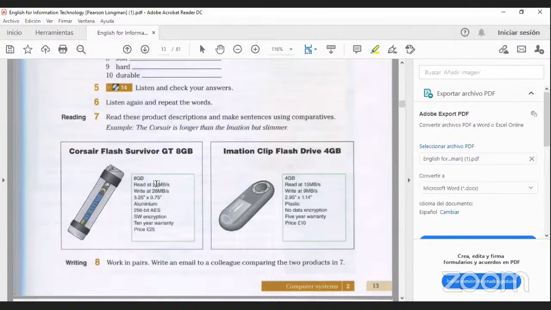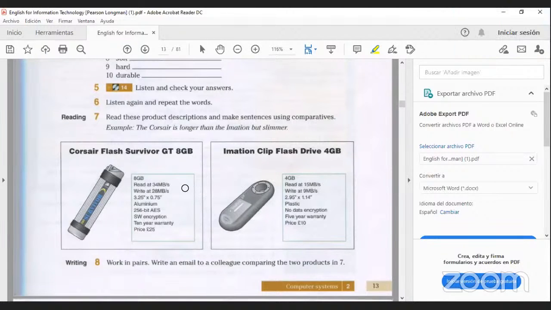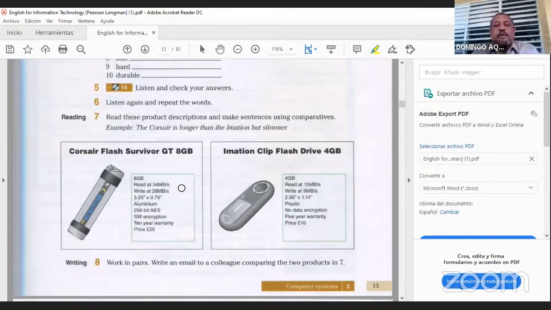Corsair Flash is better to immersion clip. Okay, repeat again, please. Corsair Flash is better to immersion clip. Is, o sea, que el adjetivo que puedo darle es better, mejor. Okay, thank you. But there is a grammatical mistake in your sentence. For example, when you say Corsair is better to, it's not to.